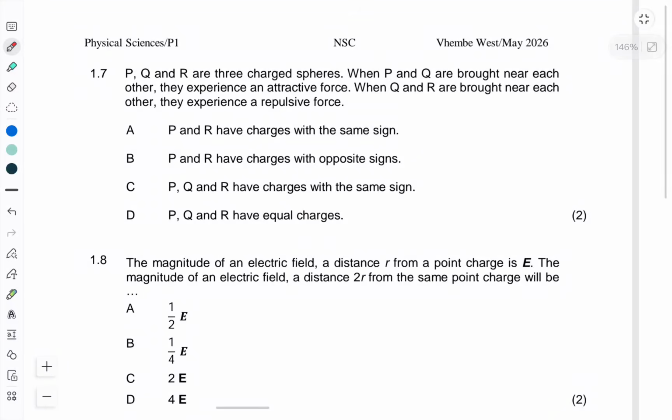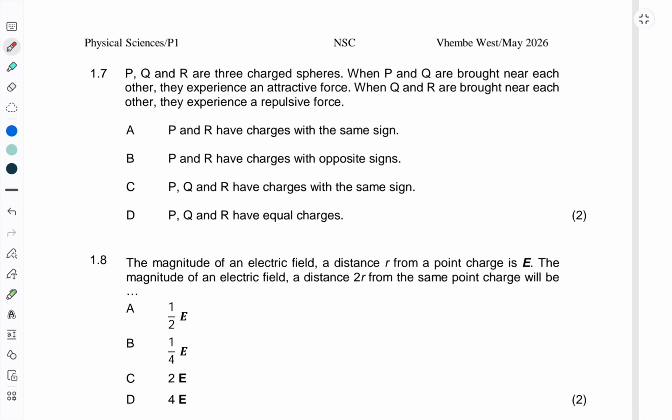P, Q, and R are three charged spheres. When P and Q are brought near each other, they experience an attractive force. Okay, P and Q have to be unlike charges. When Q and R are brought near each other, they experience a repulsive force. So that means Q and R are like charges.